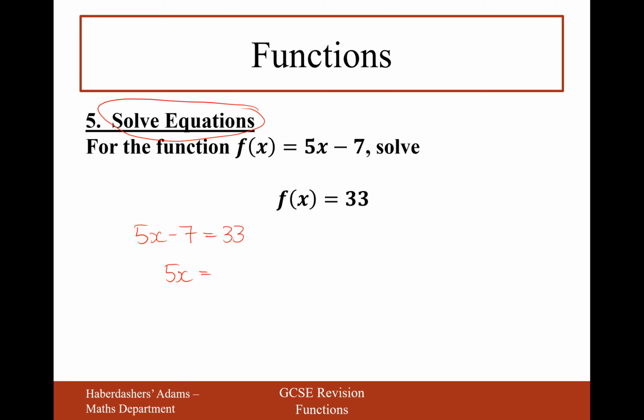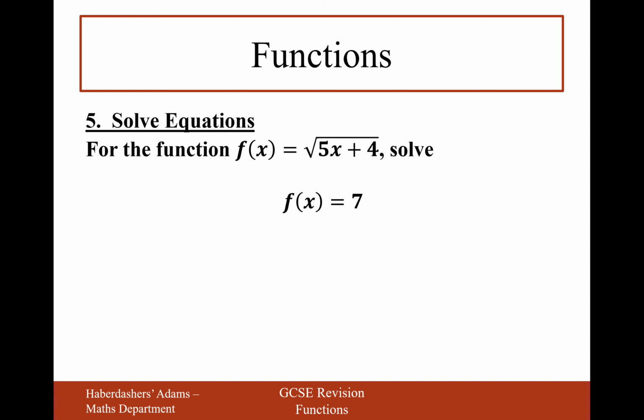So I'll add 7 onto the other side first, and then I'll divide by 5, so I get x equals 8. So 8 would be the input number for an output number of 33. Try it yourself. If you put 8 in here, you get 40, take away 7 is 33. So it's a case of solving a little simple equation. Take your function and set it equal to what your function equals. Alright, your turn to have a go at this slightly trickier one here, then pause the video and give this one a go.